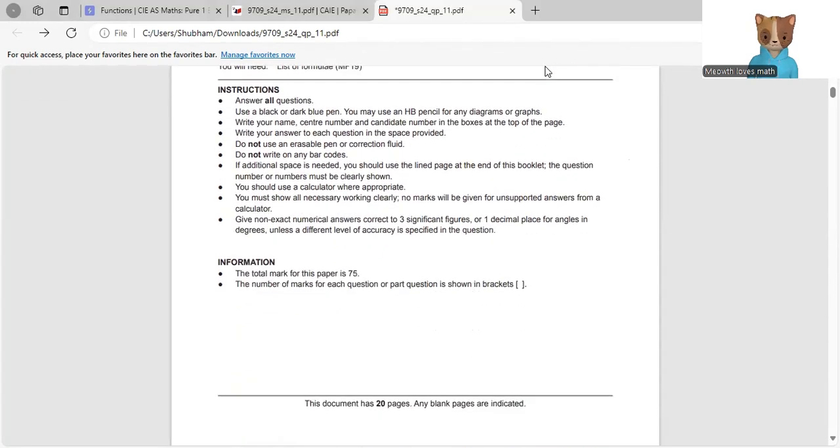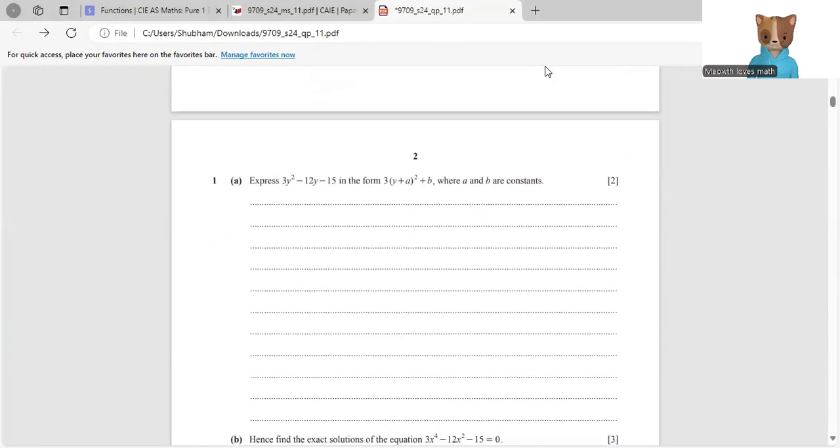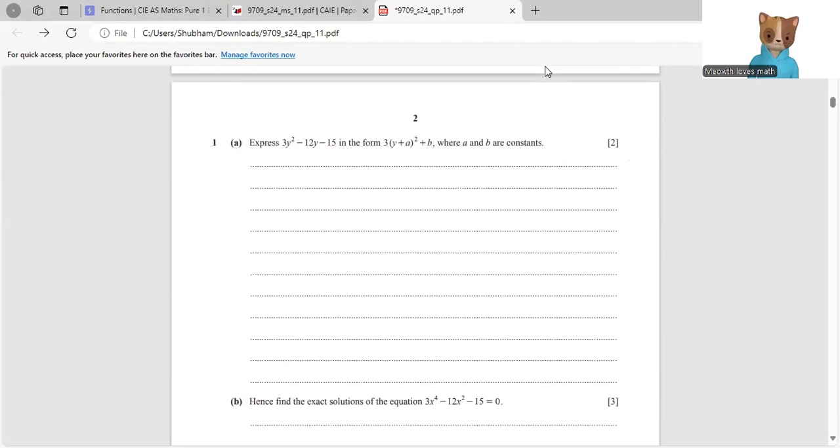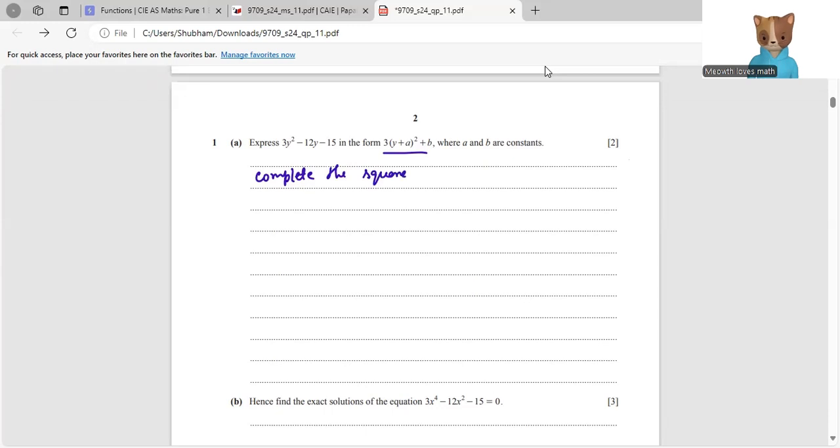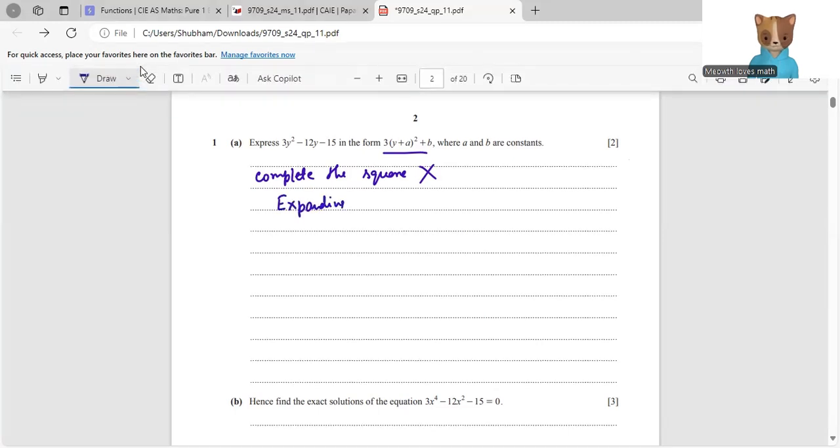Alright, so let's start. So here we see the first question is express 3y square minus 12y minus 15 in the form where a and b are constants. Okay, so ideally your approach will be to do completing the square method. Most of you will try complete the square, which I don't follow. So I usually go ahead with expanding the form. What I prefer is always expand the form.